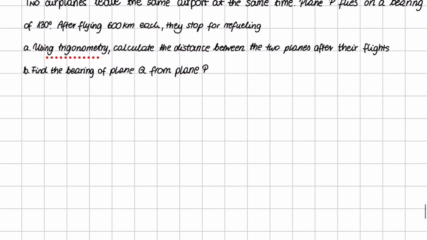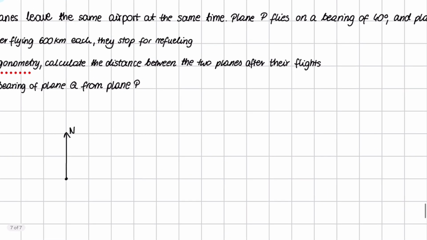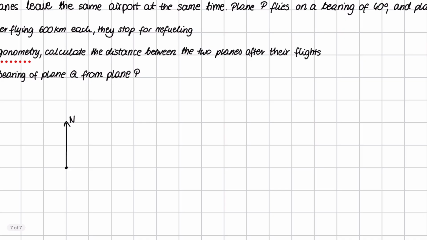So let's firstly draw our situation. We are starting in here, and we know that when we have bearings, we have to draw a straight line into north. And the first plane, plane P, flies on a bearing of 40 degrees. So we know that in here it would be 90 degrees, so 40 degrees is maybe in here, more or less. So our airplane P is in here. Here we have 40 degrees, and here we have a distance of 600 kilometers.